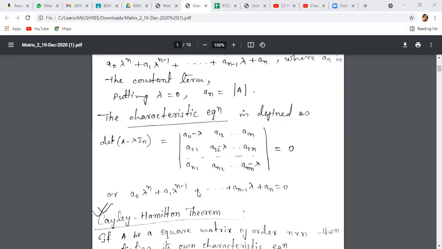All right. Okay. So eigenvalues are the roots of the characteristic equation. Understood? Have you got that?